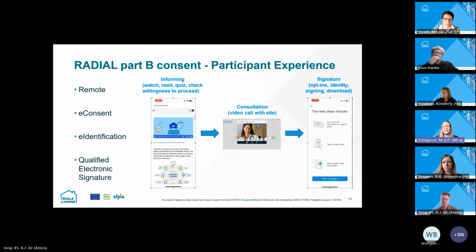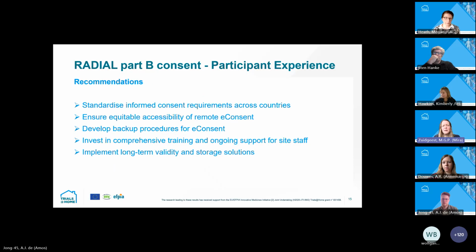I think another learning, and maybe if you go to the next, then you see some of the recommendations that came out of this. Another thing was that we saw that the informed consent requirements were still quite different across countries. So we had to have different tick boxes, different number of signatures, which is much easier actually on a paper consent than if you have to program that in to your e-consent. So again, if we could get there some standardization, that would be really helpful.